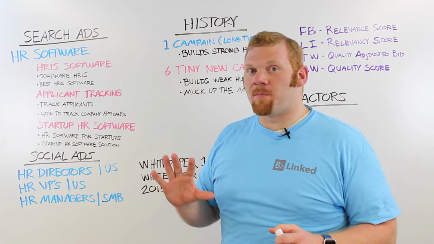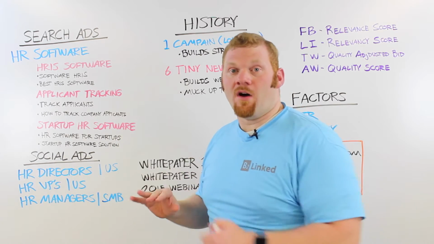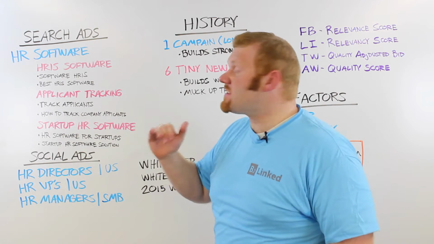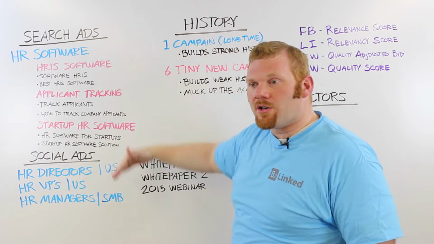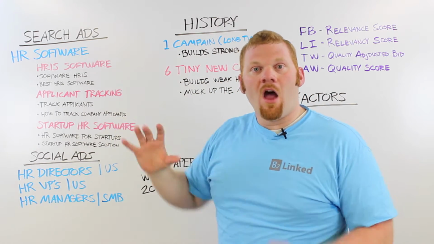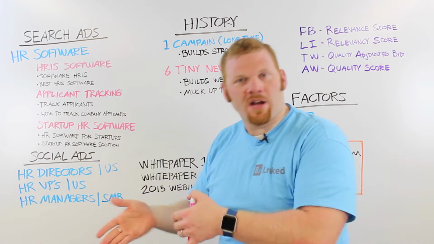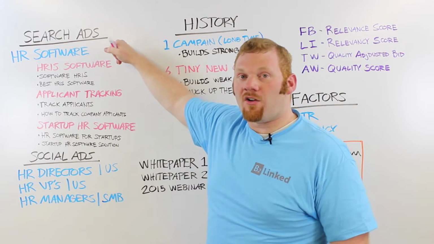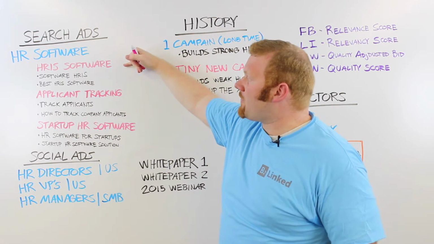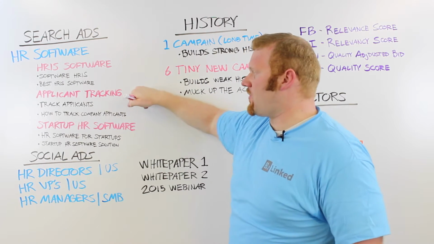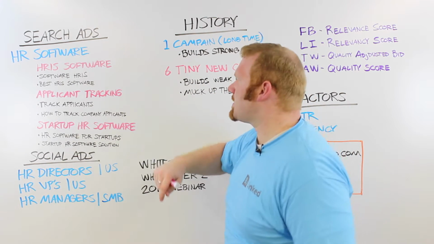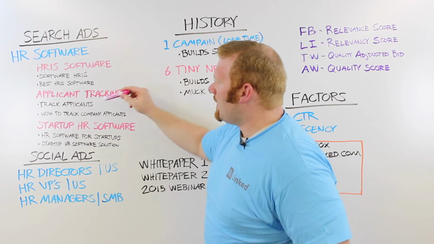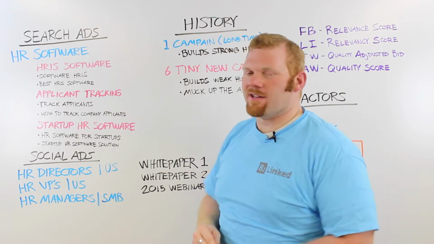I'm going to approach this from the perspective of someone who might already be involved in paid search advertising, something like Google AdWords or Bing Ads. In search, we base all of our campaign naming around keywords, because that's what we're targeting. So for this example, you might have a campaign called HR software, and then ad groups called HRIS software, applicant tracking software, startup HR software. Underneath each of those ad groups, you'd have a few very tightly themed keywords, something like track applicants, how to track company applicants, that sort of thing.